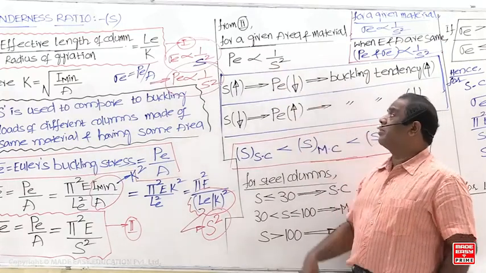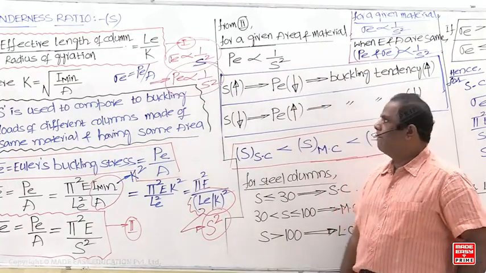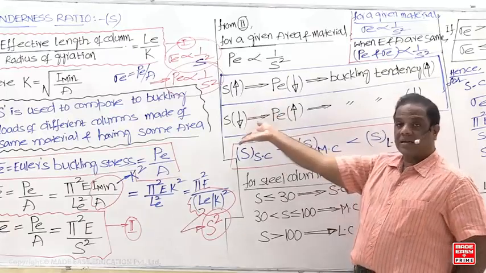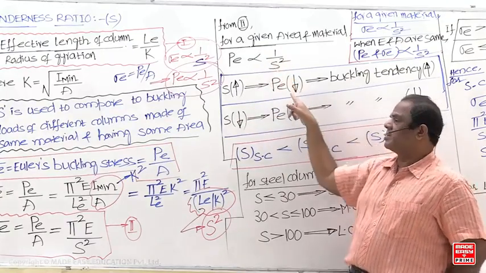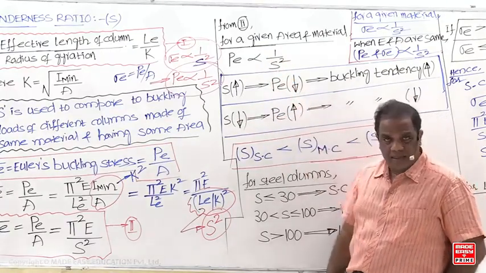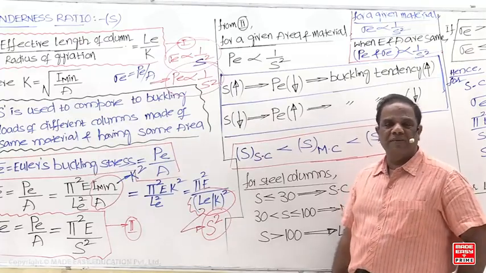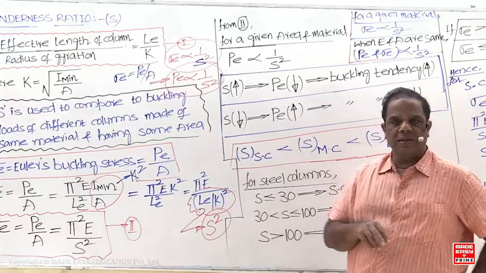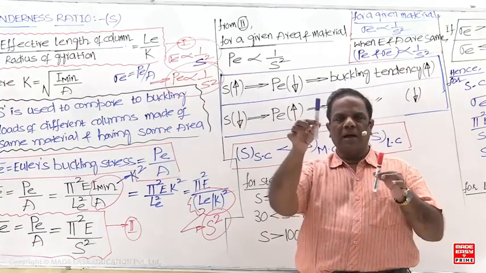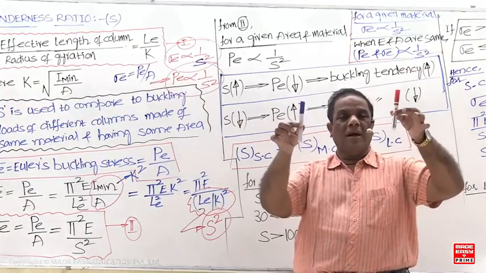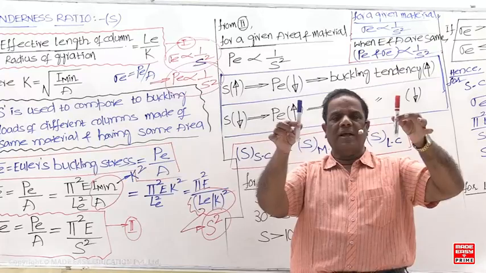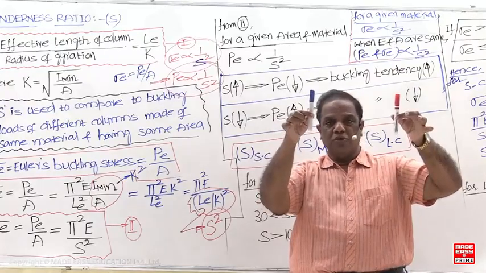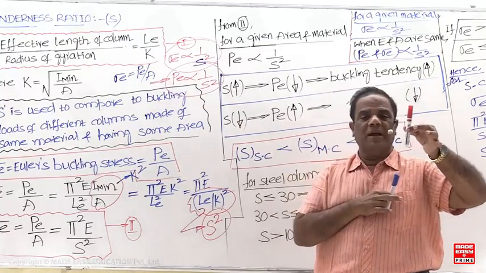Buckling load is inversely proportional to S square. Means as slenderness ratio increases, buckling load decreases. Buckling load decreases means the chance of buckling is more. If there are two columns, this column's buckling load is 2 kilonewton and this column's buckling load is 10 kilonewton. What is the meaning of this?